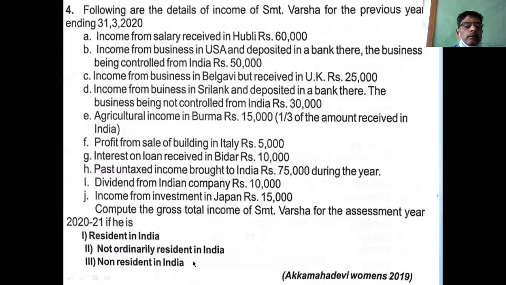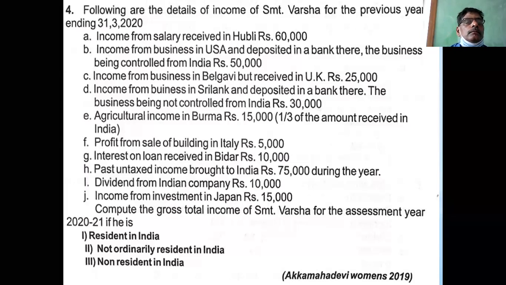Next, example number 4. Following are the details of income of Srimati Varsha for the previous year ending 31st March 2020. First income is income from salary received in Hubli. Hubli is in India. Therefore, it is taxable to all.